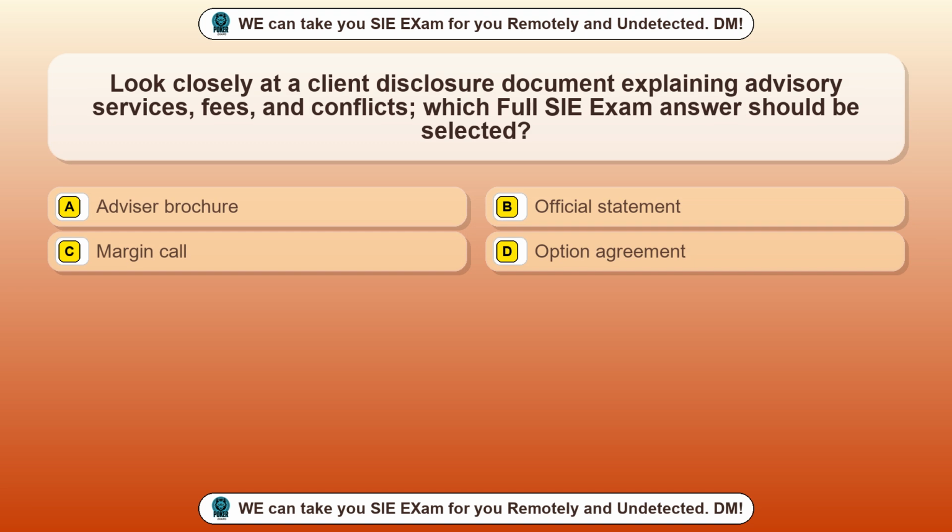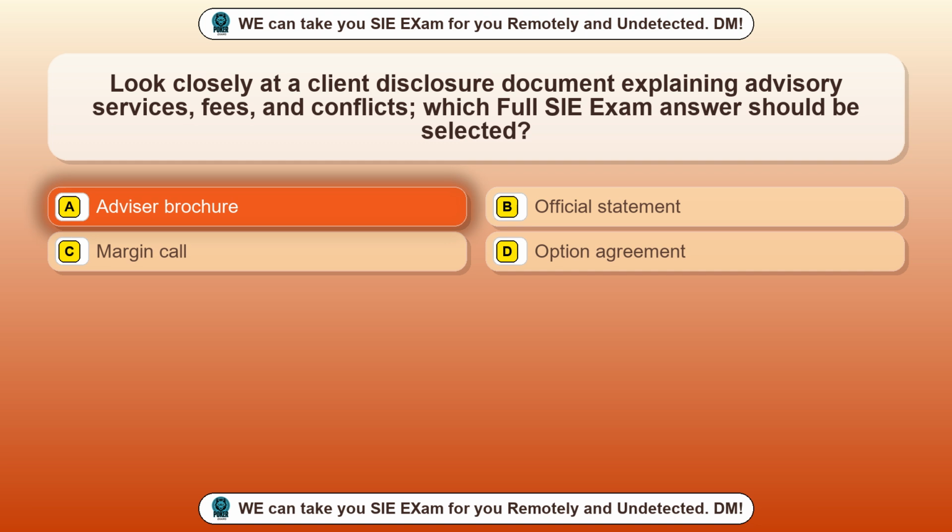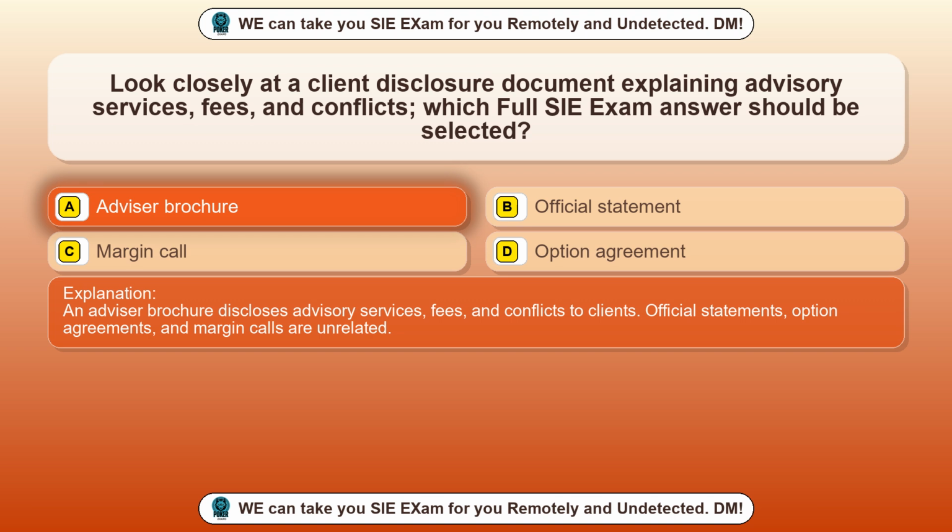Question 28. Look closely at a client disclosure document explaining advisory services, fees, and conflicts. Which full SIE exam answer should be selected? Option A, advisor brochure. Option B, official statement. Option C, margin call. Option D, option agreement. The correct answer is option A, advisor brochure. An advisor brochure discloses advisory services, fees, and conflicts to clients. Official statements, option agreements, and margin calls are unrelated.